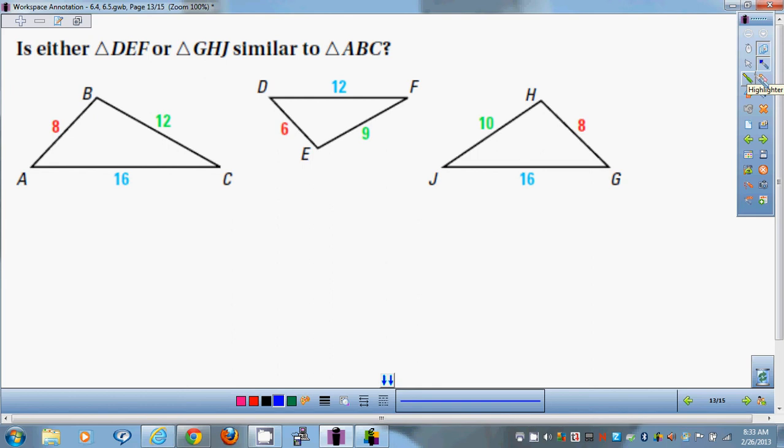You're going to have to use side, side, side. And actually, these are the 2 from your DOM. Those are the 2 from your DOM, which you've already shown are not similar. What about these 2? Let's set those 2 up.